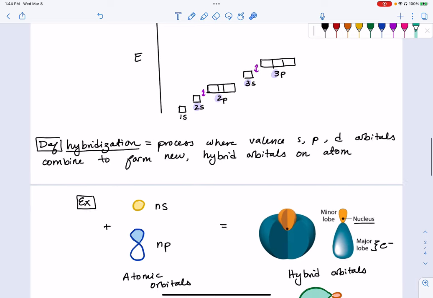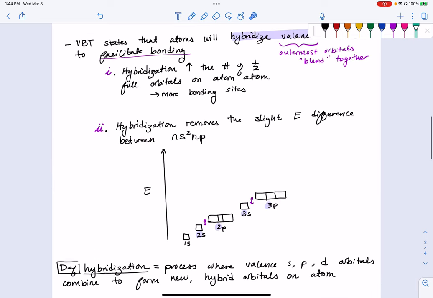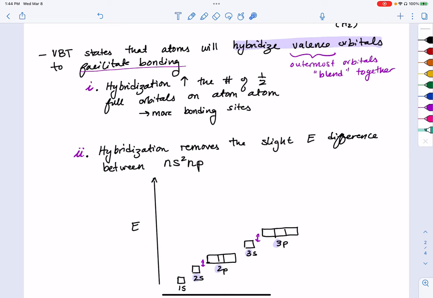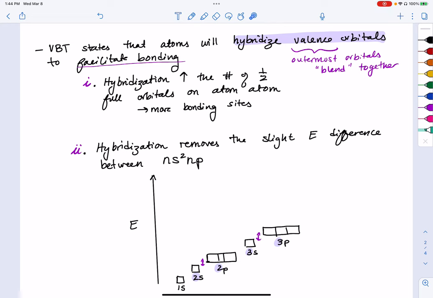And again, the whole reason why hybridization happens is because it helps facilitate bonding from an energetic perspective, and it also makes more half-full orbitals, meaning we can form more bonds to potentially reach our stable or full valence electron configurations, which is what drives all of chemical bonding anyway, regardless of what kind of model you're using.